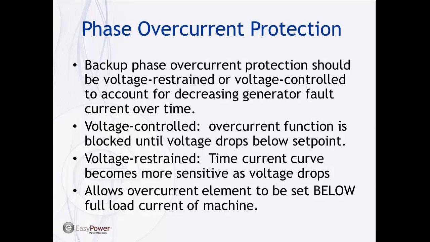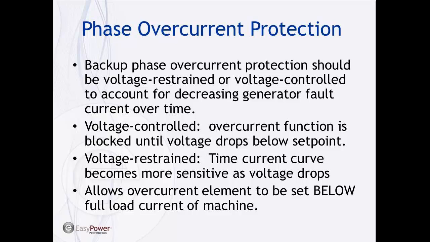So in addition to the differential protection, that's our primary phase fault protection for the machine, we also need some kind of backup in case for whatever reason that doesn't pick up the fault. Also, if we have a fault that's outside of the differential zone, ideally that's going to get cleared by some other protective device, but if it doesn't, we need a backup to allow the generator to trip offline to protect itself.